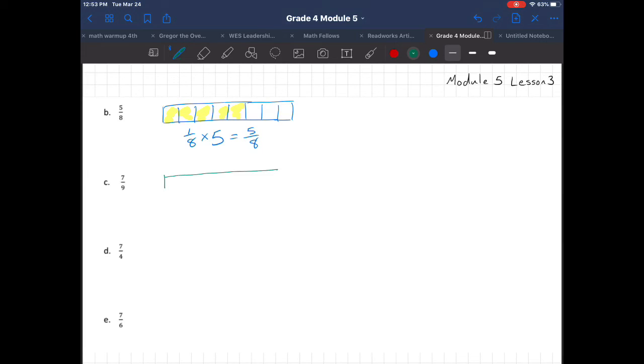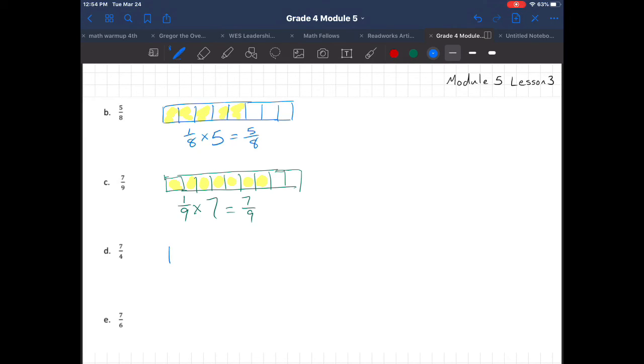C, 7/9. This time we've got ninths. 1, 2, 3, 4, 5, 6, 7, 8, 9. Shading in 7. Whoops, that's the eraser. Hold on, let me fix what I've messed up. Okay. 1, 2, 3, 4, 5, 6, 7. The unit fraction here is 1/9 because there are 9 of them, or 9 sections. Only 7 of them get shaded. That is why it's times 7. So 7/9 is shaded.